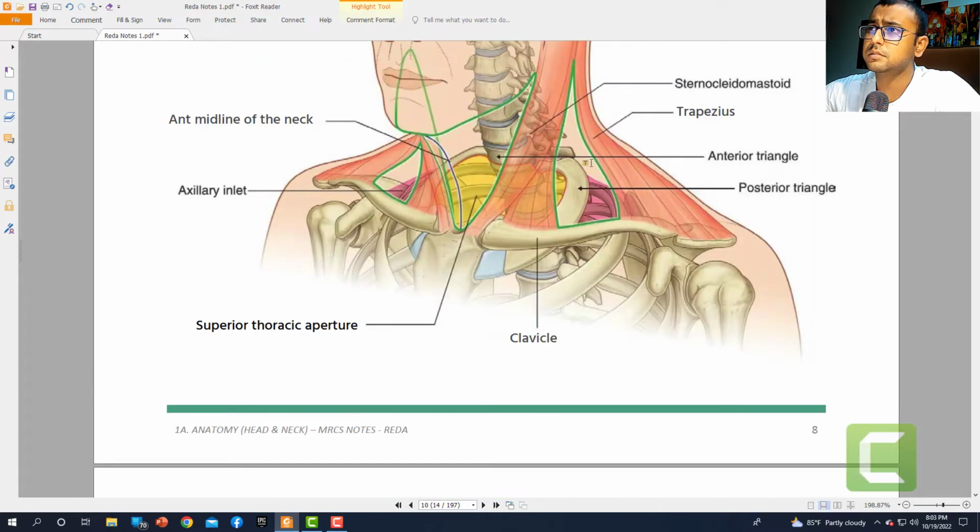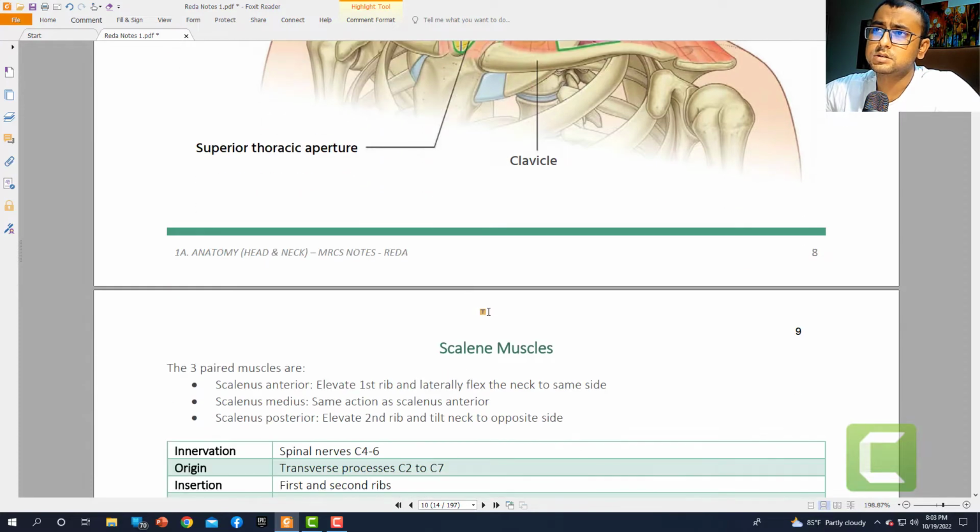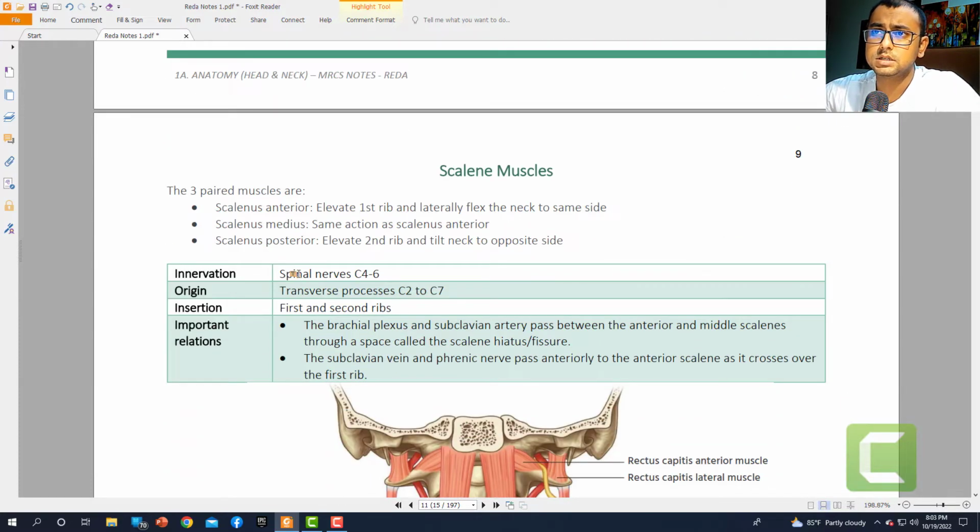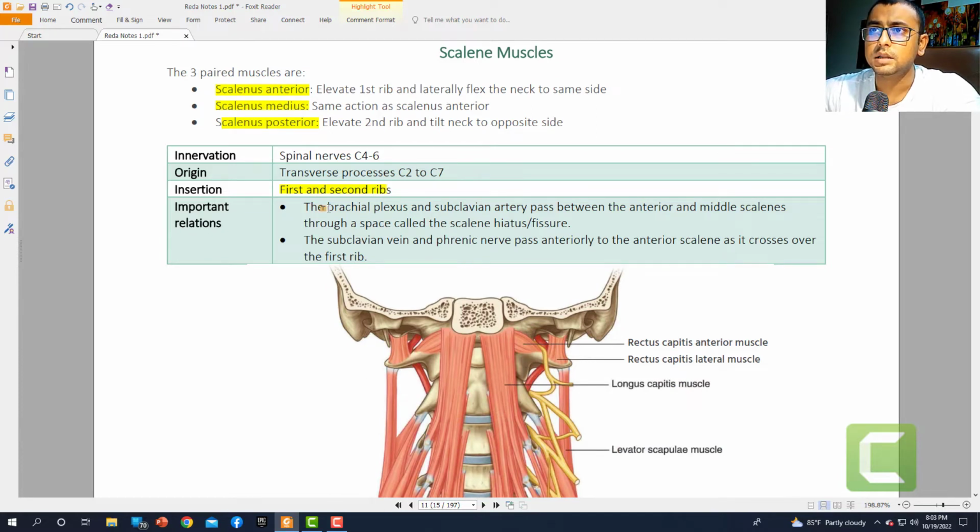Here you can see some strap-like muscles in the posterior area, called the scalene muscles, which insert into the first and second ribs. There are three important paired muscles: scalenus anterior, scalenus medius, and scalenus posterior. An important relationship is that the brachial plexus goes between the anterior and medius. Remember this very clearly: the brachial plexus and subclavian artery pass between scalenus anterior and medius.